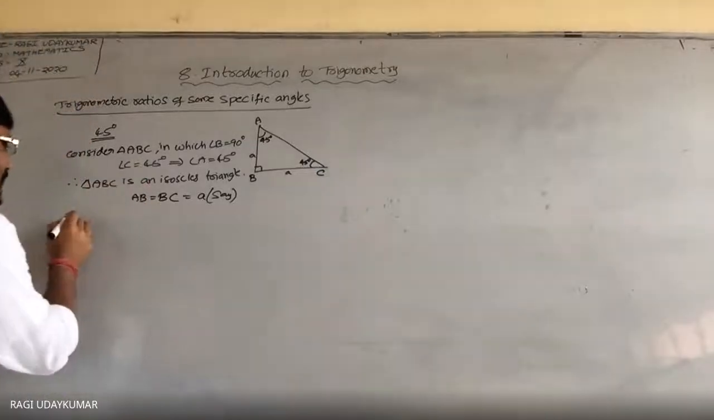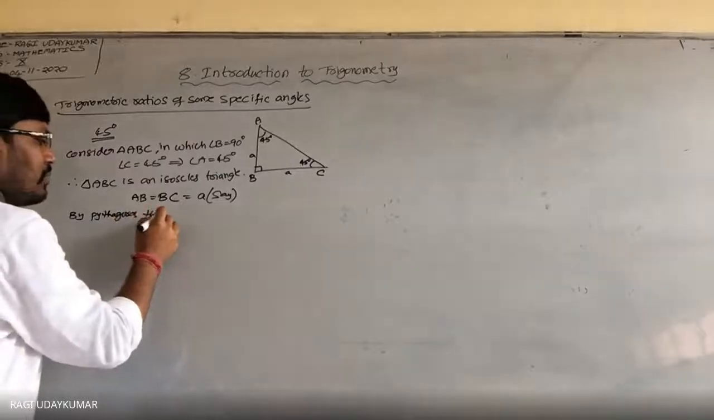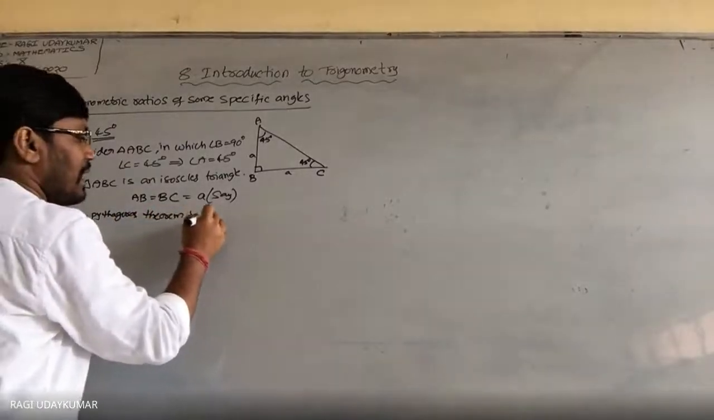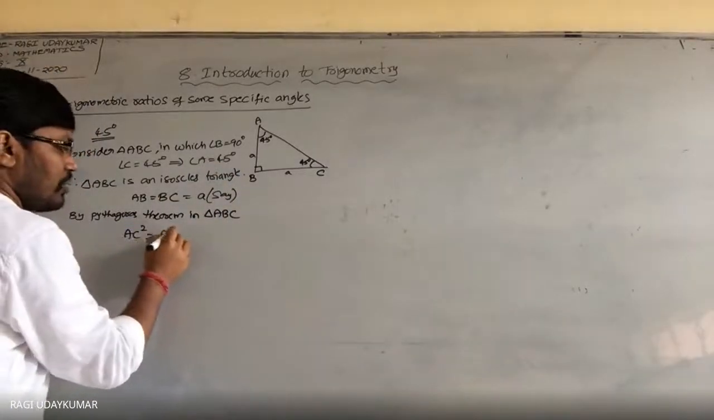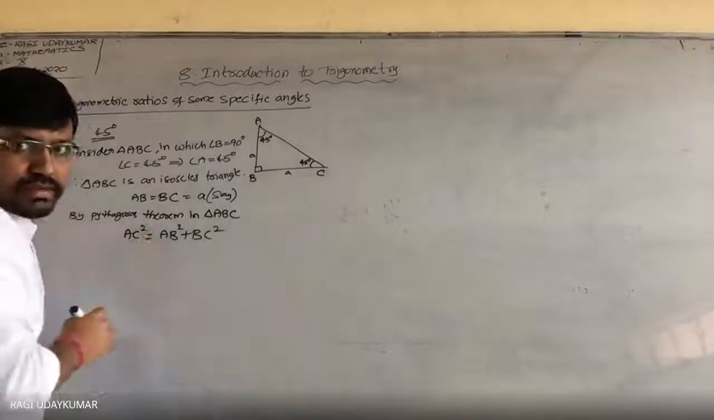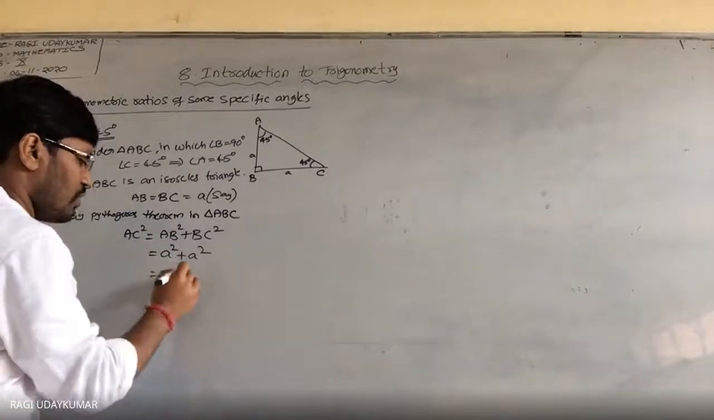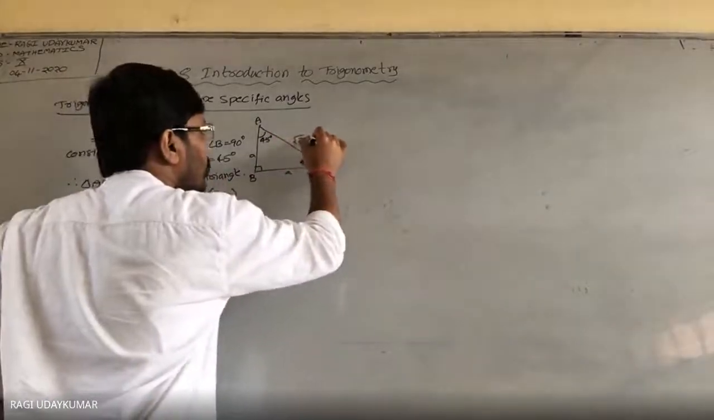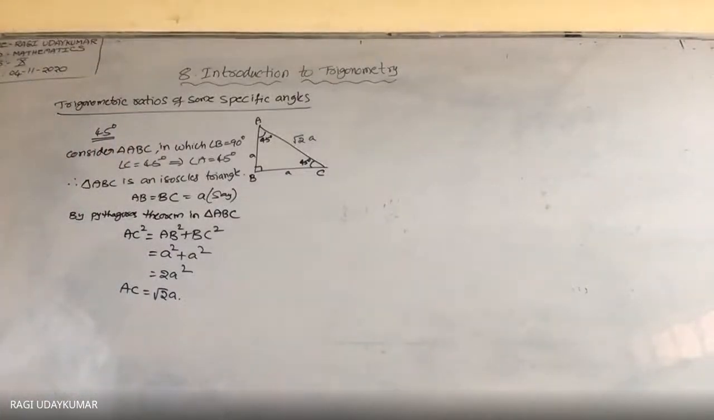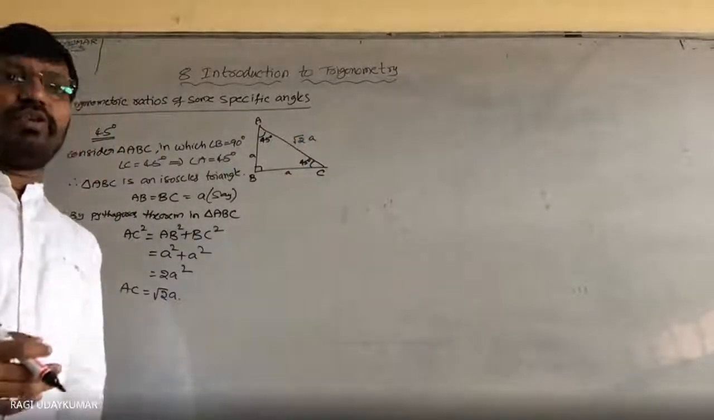Then by Pythagoras theorem, in triangle ABC, find AC. AC square is equal to AB square plus BC square. AB we consider A, BC also A, which is equal to 2A square. So from this, AC is equal to root 2 A. Now after getting root 2 A, you have the three sides in terms of A only, so any trigonometric ratio you can find out.